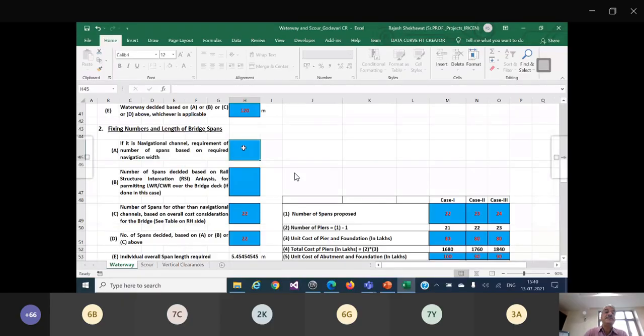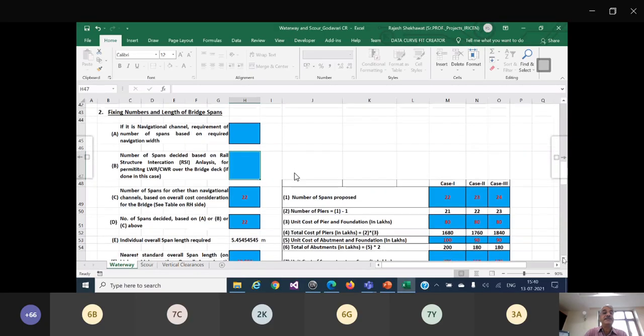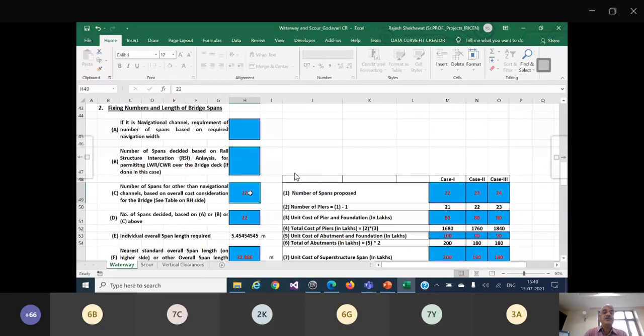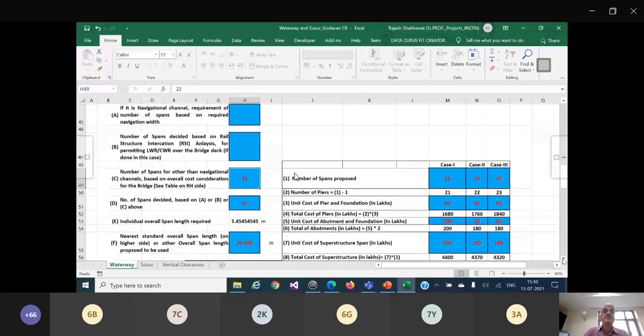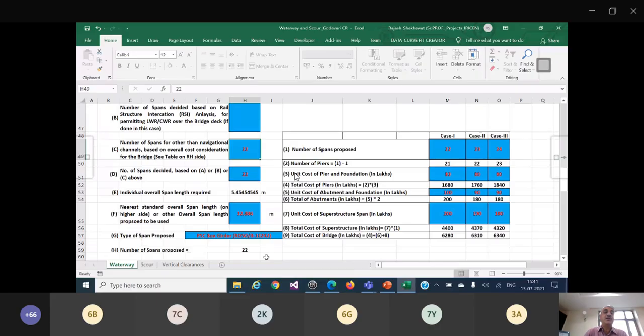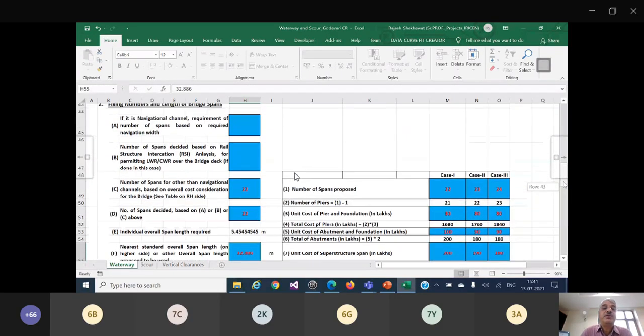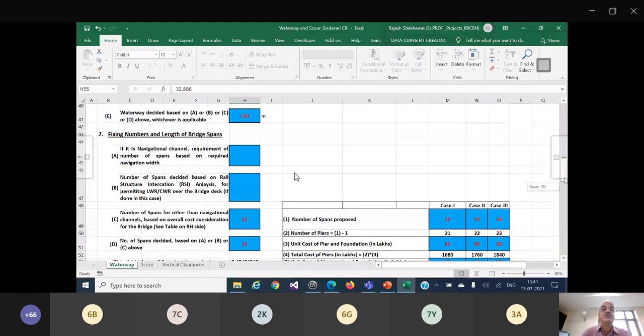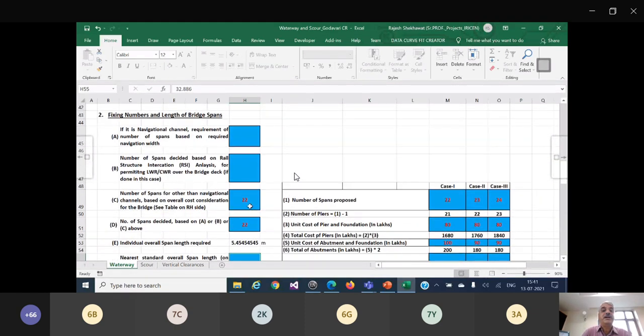So, if it is a navigation channel, any requirement, that is not there. RSI also we have not done in this case, as per that if some span restriction. Now let us say number of span. For number of span, first we have to decide what sort of spans we are going to use. Now this is one of the most commonly used RDSO spans, 100 feet PSC girder. Its overall length is 32 meter. So for our case, it is 120 meter, so we will need around 5 spans.